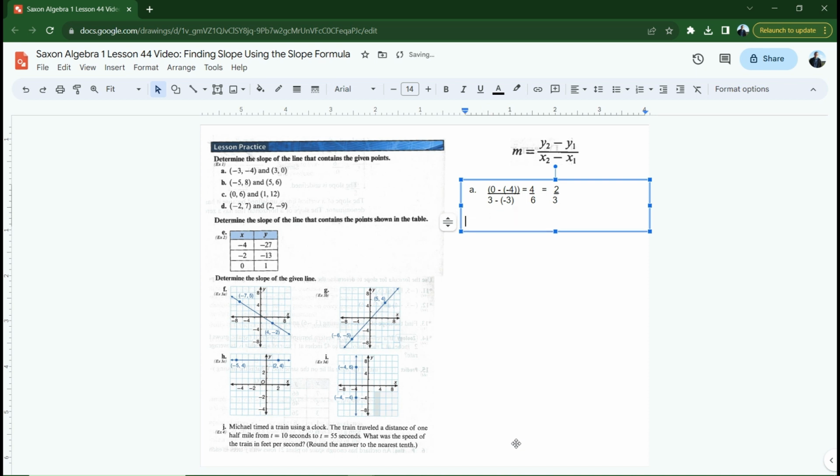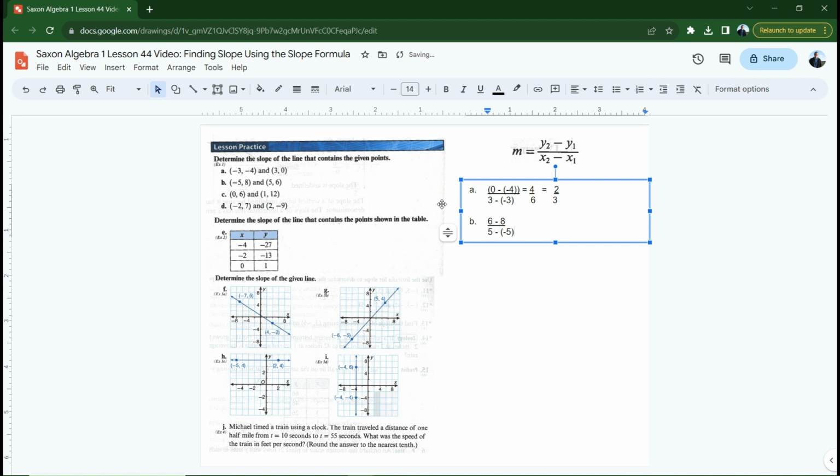So moving on to letter B. Same thing in letter B. Y2 minus y1 is going to be 6 minus 8. I'm just noticing right away that's going to be negative on top. And then that's going to be divided by x2 minus x1. X2 is 5. X1 is negative 5. So this would be 5 minus negative 5.